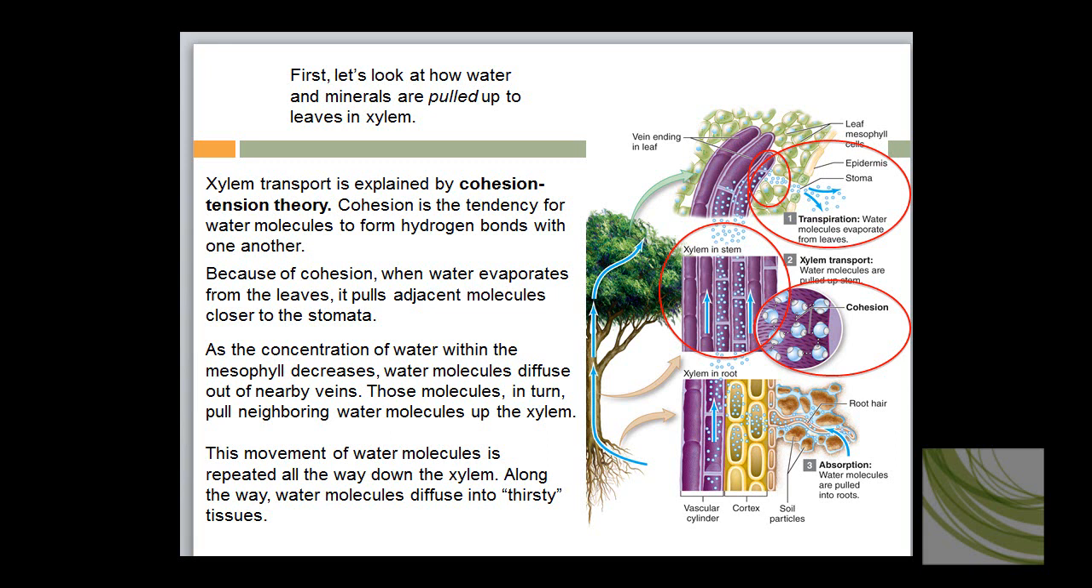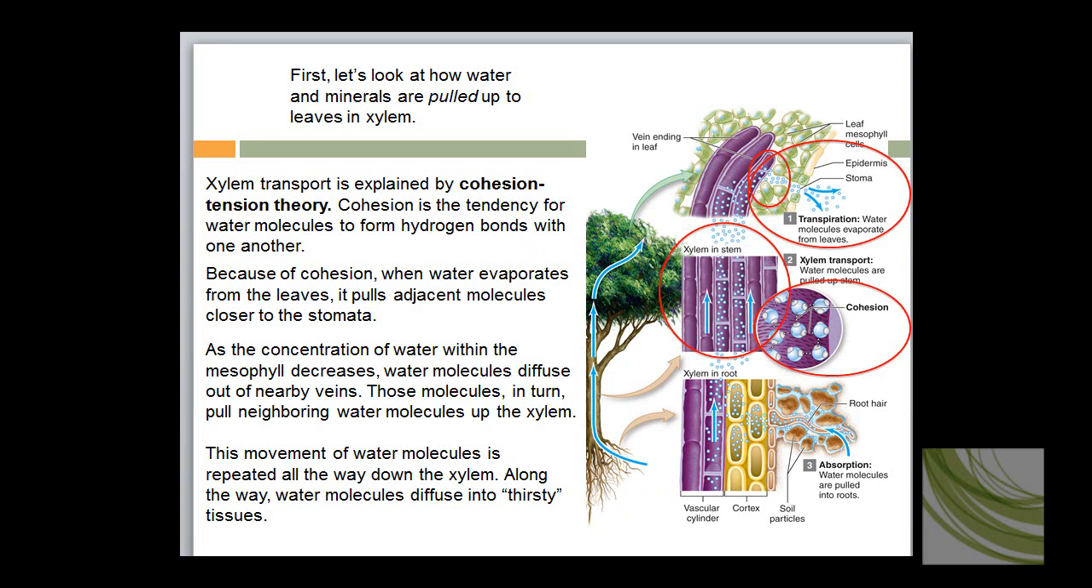Xylem is explained by cohesion tension theory. Basically, water molecules, because they are polar, will form cohesive bonds, which can be very strong. The cohesion of the water pulls adjacent molecules up through the system, and there's a constant flow from the roots all the way out through the leaves. And when one molecule of water evaporates through a stoma on a leaf, it pulls all the other ones up towards it.